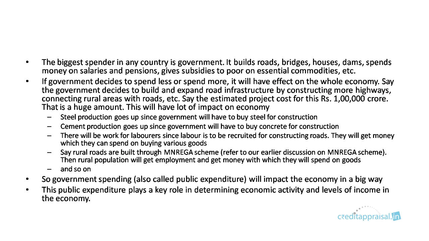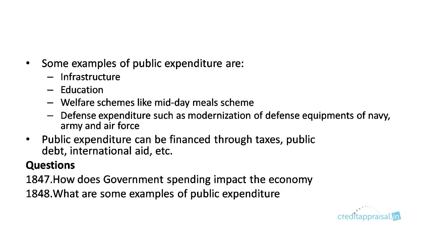So government spending, which is exactly what is called public expenditure, will impact the economy in a big way, okay? So this public expenditure will play a very important role in determining the economic activity and levels of income in the economy. Some examples of public expenditure are infrastructure, education. These are all areas where the government spends money. Infrastructure, education, welfare schemes like the midday meal scheme, defense expenditure such as modernization of defense equipment or purchase of wartime ships and all. So all these are examples of public expenditure.